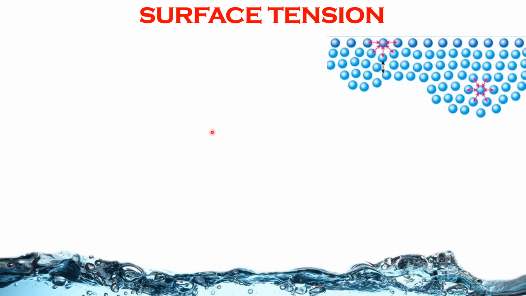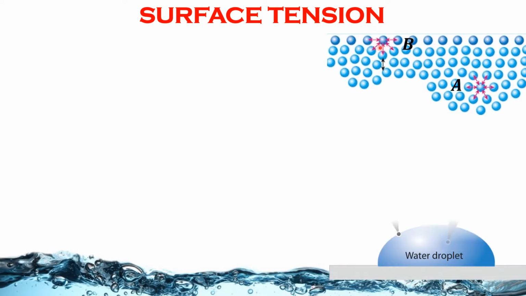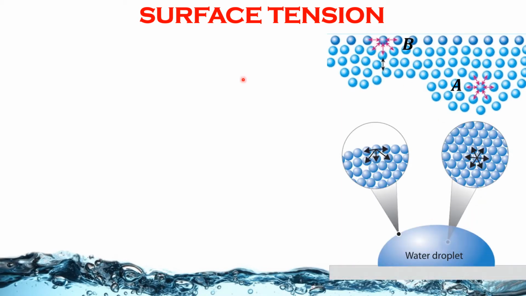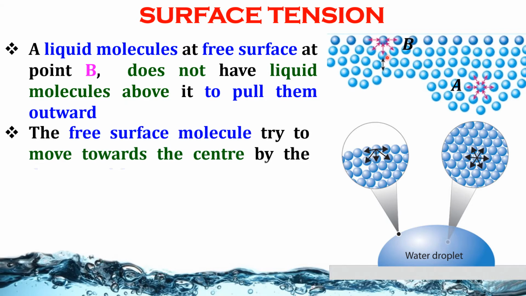Now consider a molecule on the surface. This is point B, which is on the surface of the water droplet. A liquid molecule at the surface, at point B, doesn't have liquid molecules above it to pull it outward. This B molecule has molecules only at its sides and bottom. It doesn't have any molecules on its top surface to pull it.